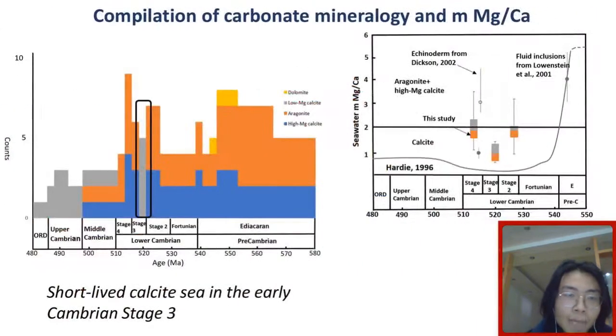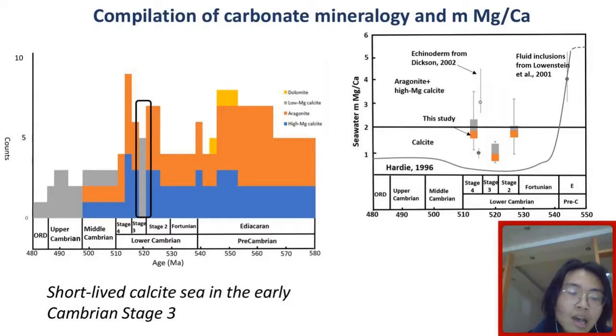We also combine the data in literature. The left diagram shows the occurrences of different mineralogies through the Cambrian. We could see two transitions from high manganese calcite and aragonite to low manganese calcite, and one of the short-lived calcite intervals appeared in the early Cambrian stage 3, in the black circle, which is in accord with the findings in our studies.